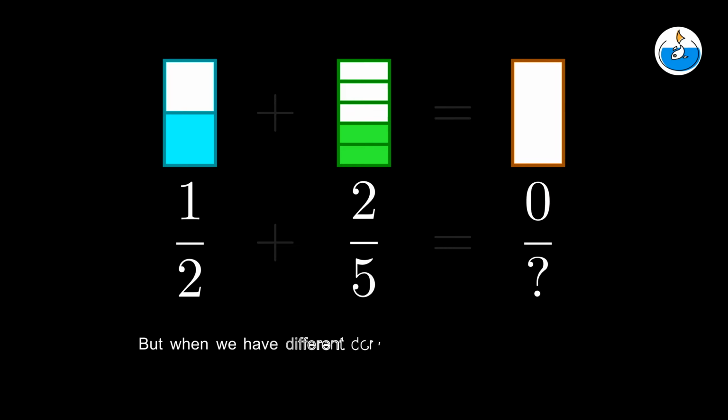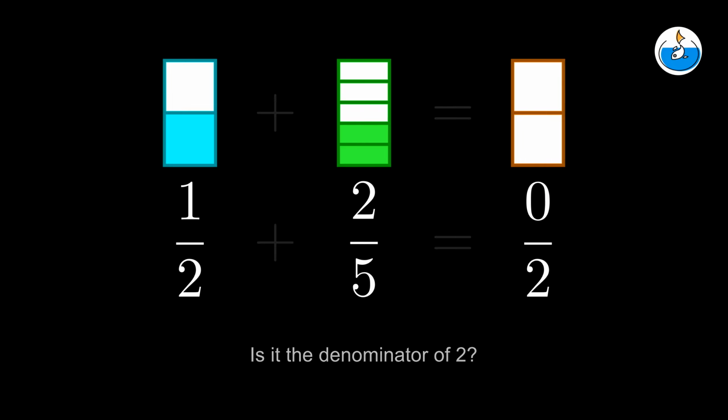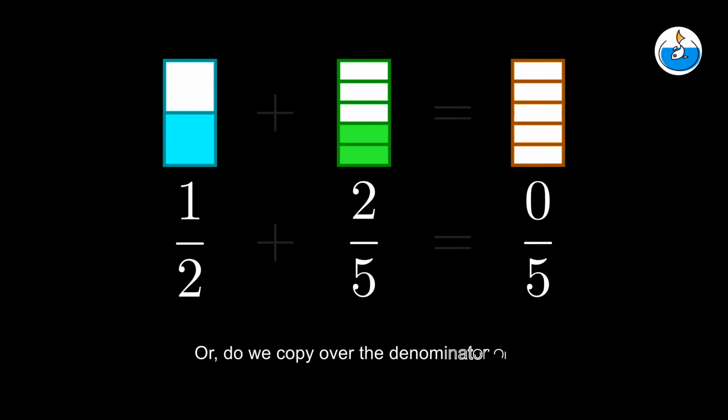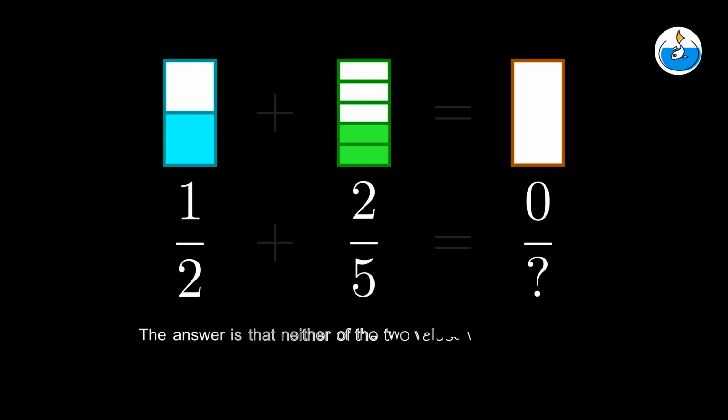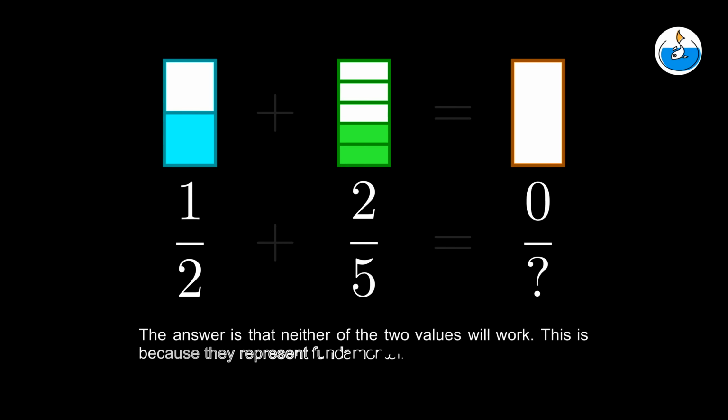But when we have different denominators, which one do we copy over? Is it the denominator of 2? Or do we copy over the denominator of 5? The answer is that neither of the 2 values will work. This is because they represent fundamentally different sized pieces of a whole rectangle.